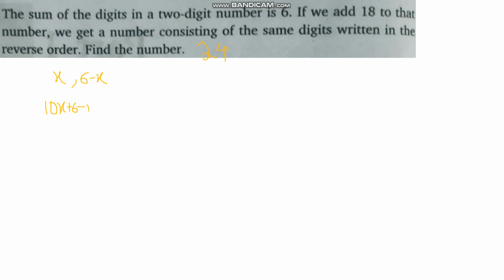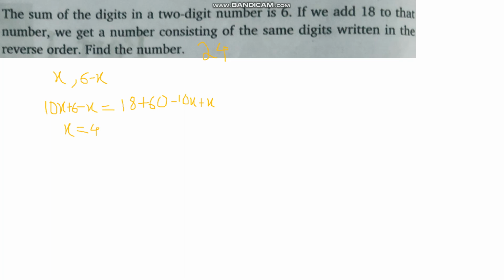I am letting 6 minus x be the tens digit of the original number. Writing it as 18 plus 60 minus 10x plus x. On solving, you will solve it yourself. Hope you will be able to solve it yourself. It is a simple linear equation. x will come out as 4. You will see that it comes easily.